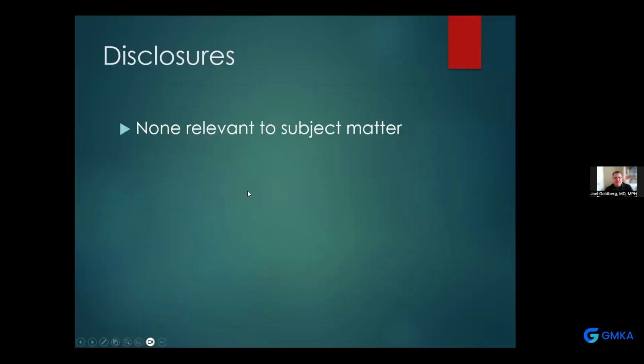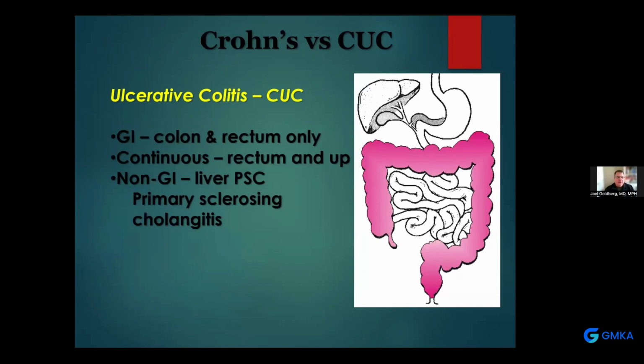Okay, I have nothing to disclose relevant to this subject matter. So as everybody knows, ulcerative colitis is in the colon and the rectum only. It does not involve the small intestine unless you have an incompetent ileocecal valve, and then some effluent from the colon refluxes back into the ileum and can cause what's called backwash ileitis. But basically, it is only the colon and rectum. It starts distally in the rectum and it moves up in a continuous fashion.